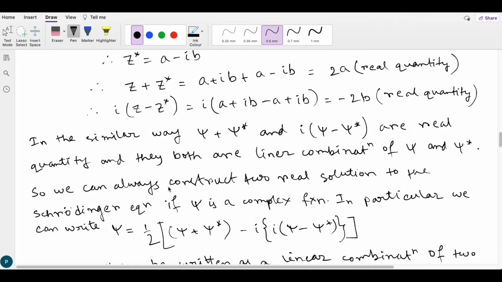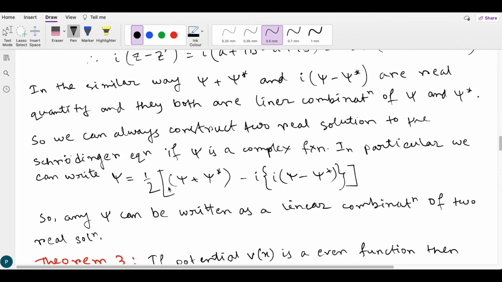So it is always possible to choose a real function instead of a complex function. That is what we are trying to prove here. In particular, we can write psi as half times (psi plus psi star) minus i times half times i(psi minus psi star), where psi plus psi star and i times (psi minus psi star) are both real. So from this we can say that we can write psi as a linear combination of two real solutions.